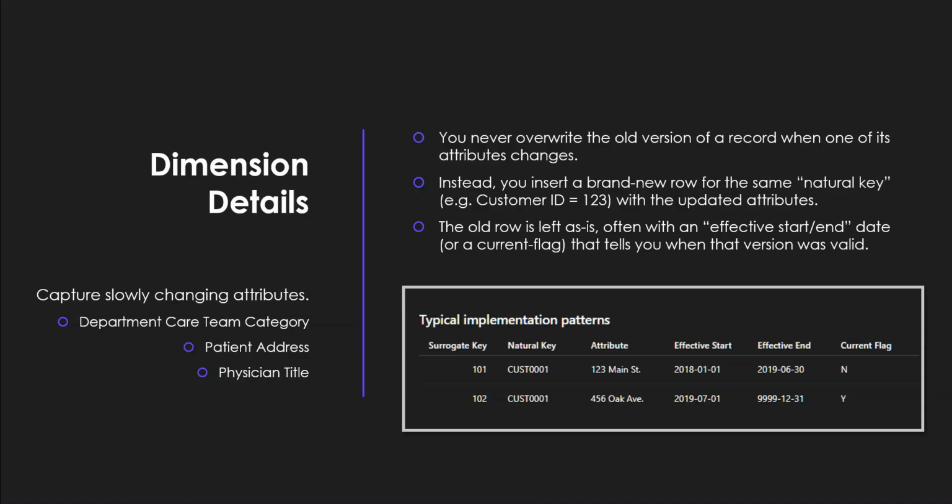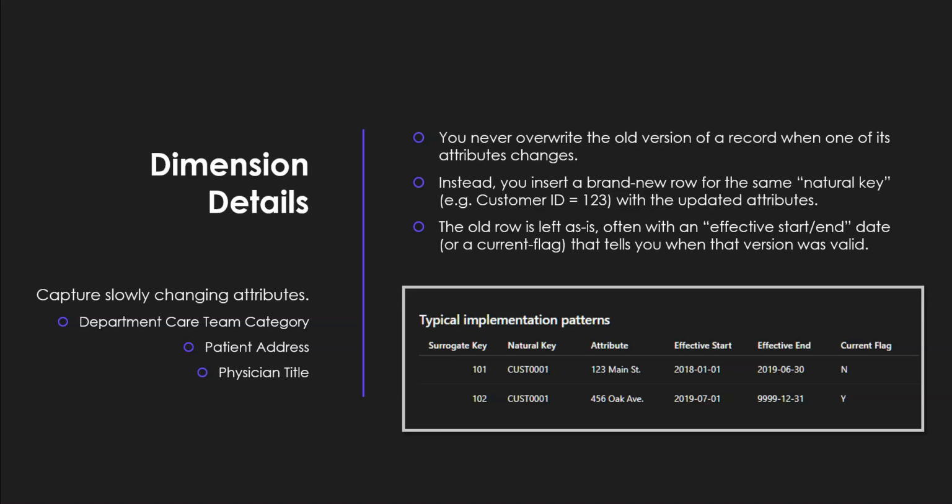And then you get the attribute that you care about, in this case, an address. And you see that there have been more than one address for this customer. What helps us see when this attribute is relevant is an effective start and an effective end. Now, the first record is showing us something that was in place from January of 2018 through June 30th of 2019.